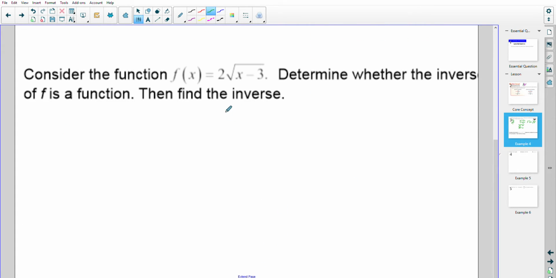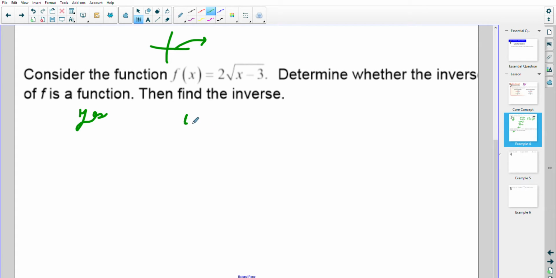Consider this function, determine if its inverse is a function. This graph looks like this because it's a square root function, just moved to the right 3, and it's a little bit steeper. So what I'm going to do is figure out does it pass the horizontal line test, and it does. So the inverse is a function.